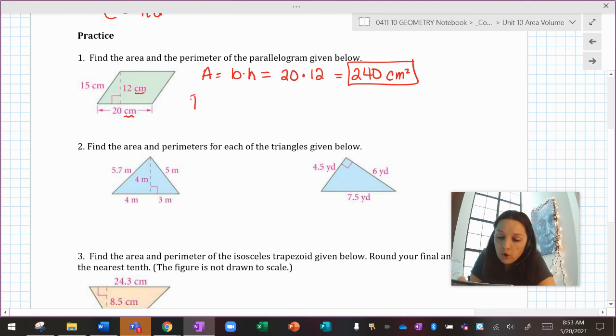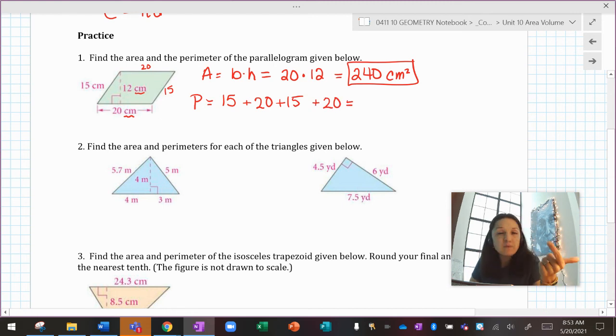What about perimeter? Well, for perimeter, I just add all the way around. So I've got a 15 and a 20, and since it's a parallelogram, I've got another 15 and another 20. So 20 plus 20 is 40, 15 plus 15 is 30, 40 and 30 is 70 centimeters.